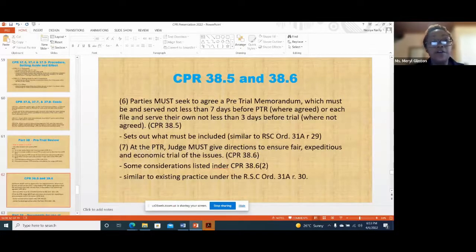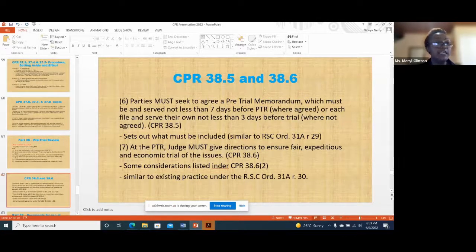Something that you should take note of in 38.5 is the parties must seek to agree a pretrial memorandum. That memorandum must be served 7 days before the pretrial review where it is agreed, or if it's not agreed, each party must file their own 3 days before the trial.